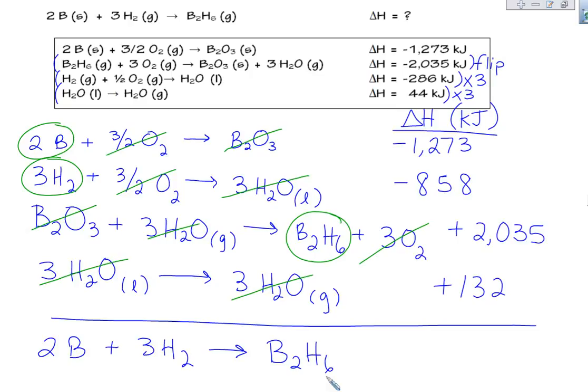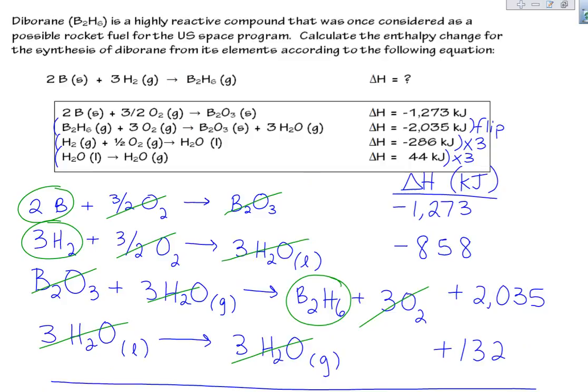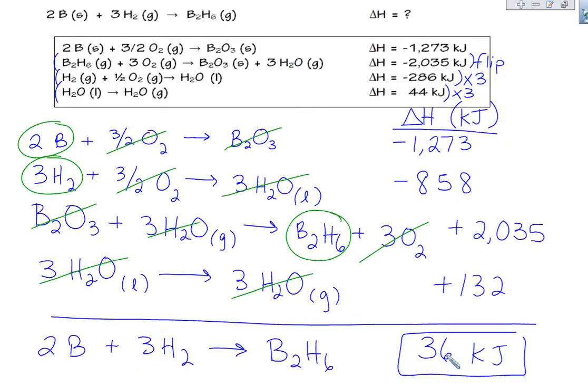Okay, so we add these all up. And delta H is endothermic, 36 kilojoules. Now this is 36 kilojoules for the production of this diborane. Obviously, if it's a rocket fuel, then when you burn this diborane, it would be exothermic. But the production is slightly endothermic. There, everything you need to know about Hess's law. You are officially Hess's law masters.